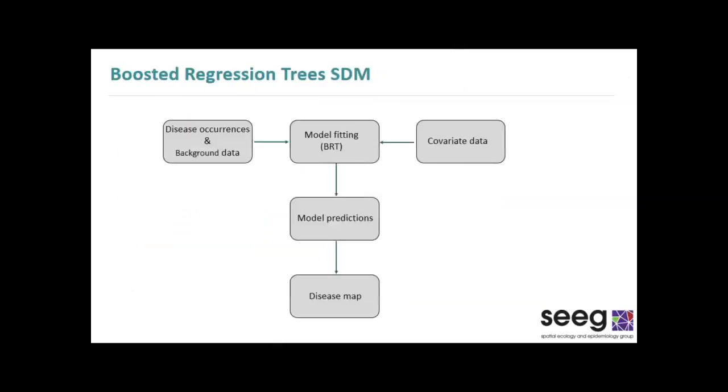As I mentioned before, I used a standard SDM approach, specifically a boosted regression trees model. The model combines information on locations where the disease has been reported with socioeconomic, biological, and environmental covariate data at those locations. It can fit complex nonlinear relationships and automatically handles interaction effects between potential predictors.